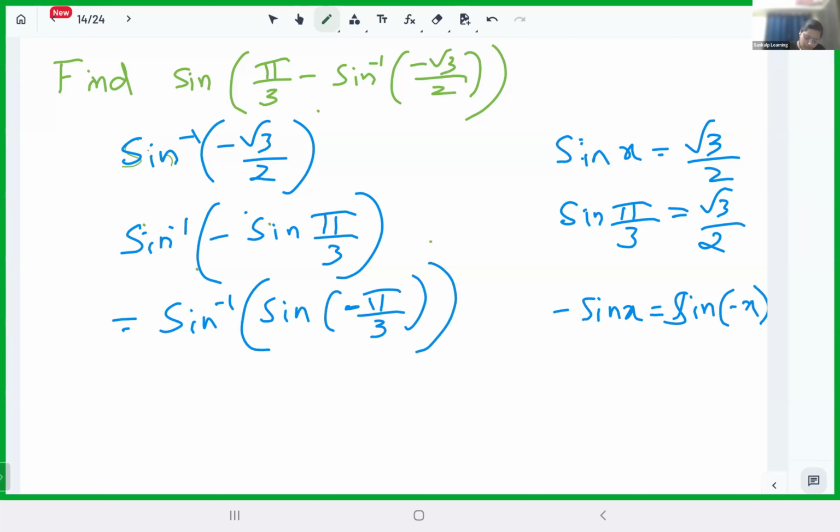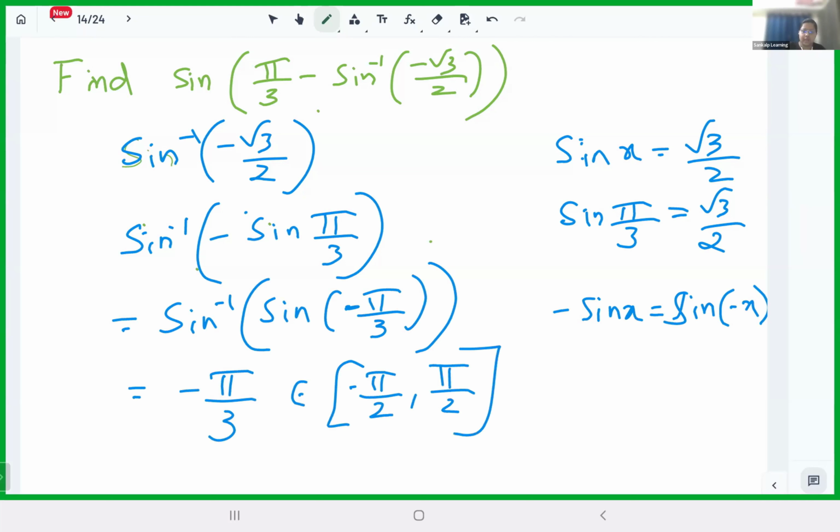And what happens to this? Sine inverse of sine x is equal to x, so this will become minus pi by 3, and that belongs to our principal value branch, minus pi by 2 comma pi by 2. So the answer is minus pi by 3. Now we have got this portion, so just substitute in the question.